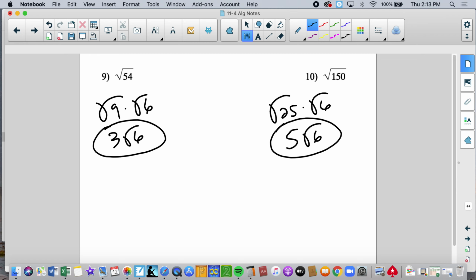So you see, each time I look for 4, 9, 16, 25, 36, 49, and so on. So you always try those perfect squares as the factors.